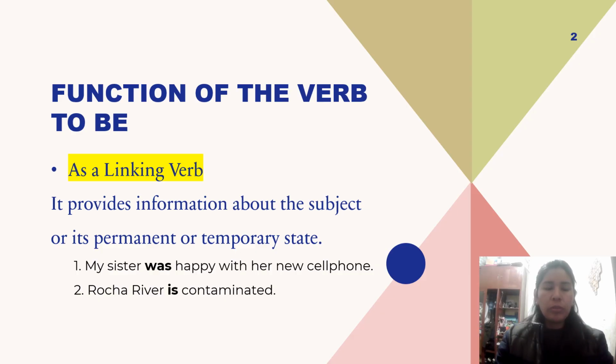Function of the verb to be as a linking verb. It provides information about the subject or its permanent or temporary state. For example, my sister was happy with her new cell phone. Was represents the linking verb because this verb gives us information about the subject. Rocha River is contaminated.